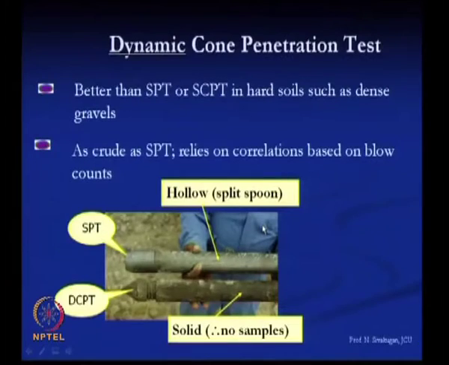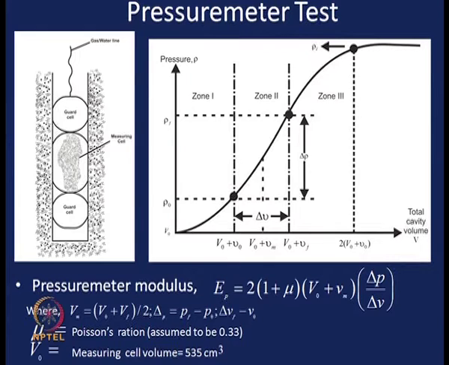Now, how does it work? Here this is the borehole, this is the measuring cell and this is the guard cell. This is the expandable measuring cell, and when it is expanded, the guard cell also expands to reduce the end effect of the measuring cell. Initially we measure the measuring cell volume, which is 535 cubic centimeters. This is the initial volume of the measuring cell, capital V0.